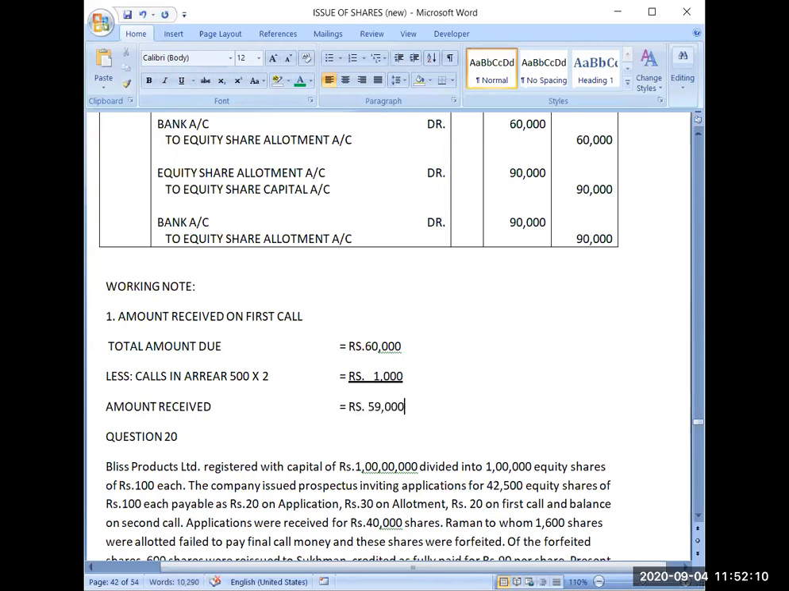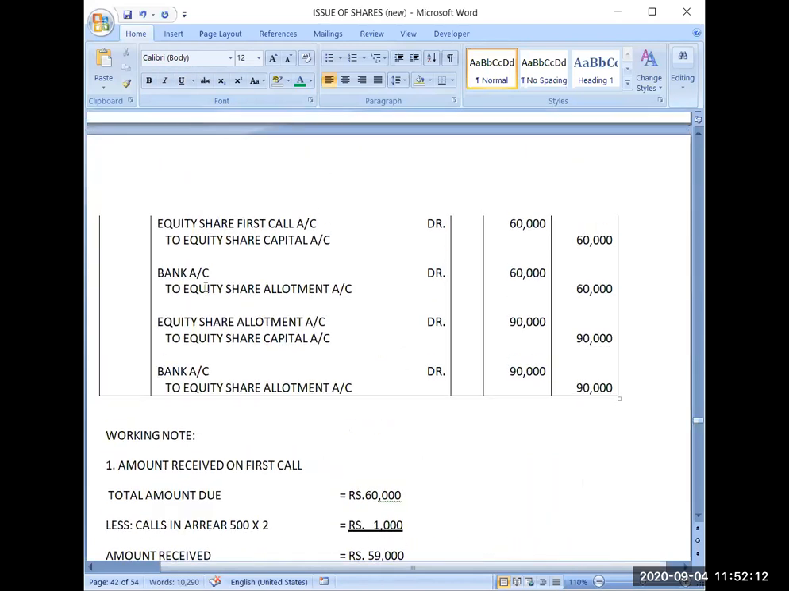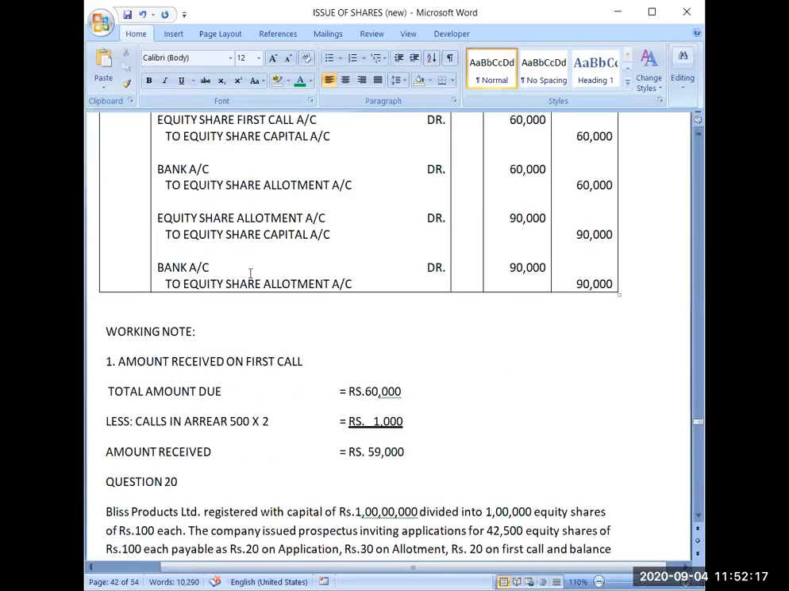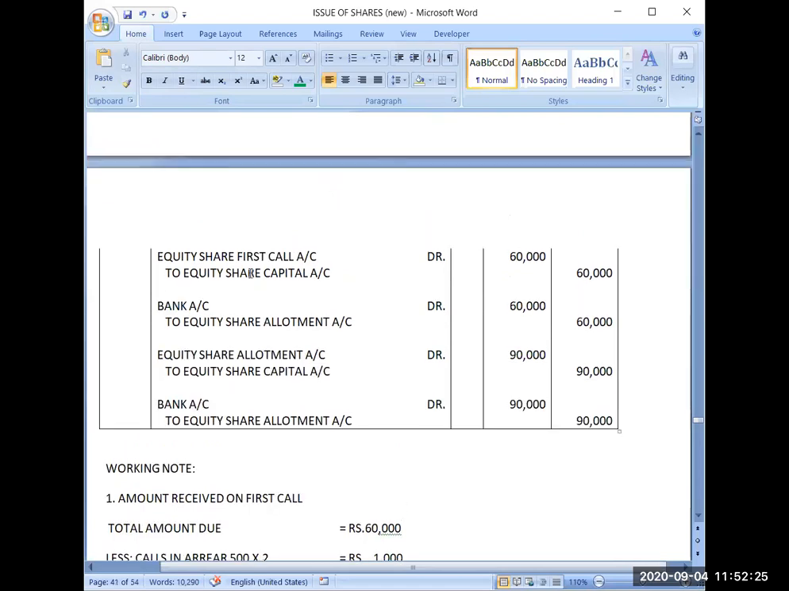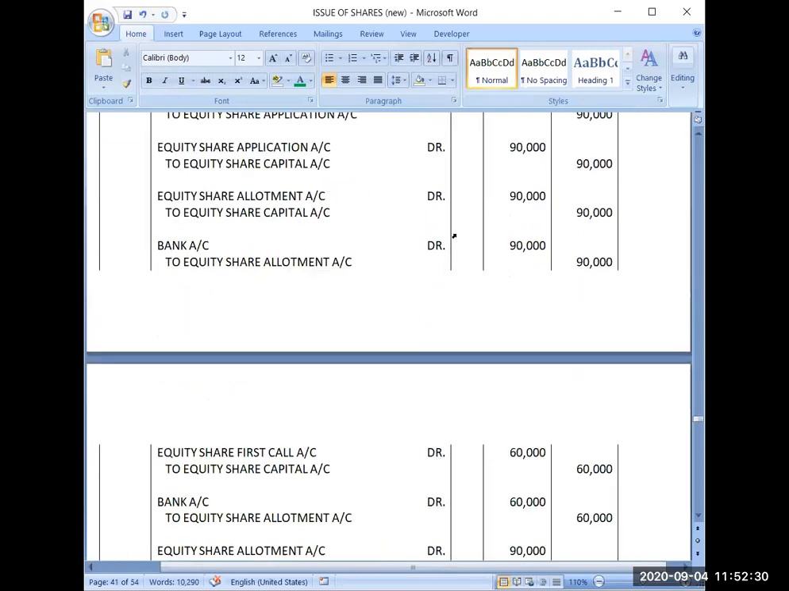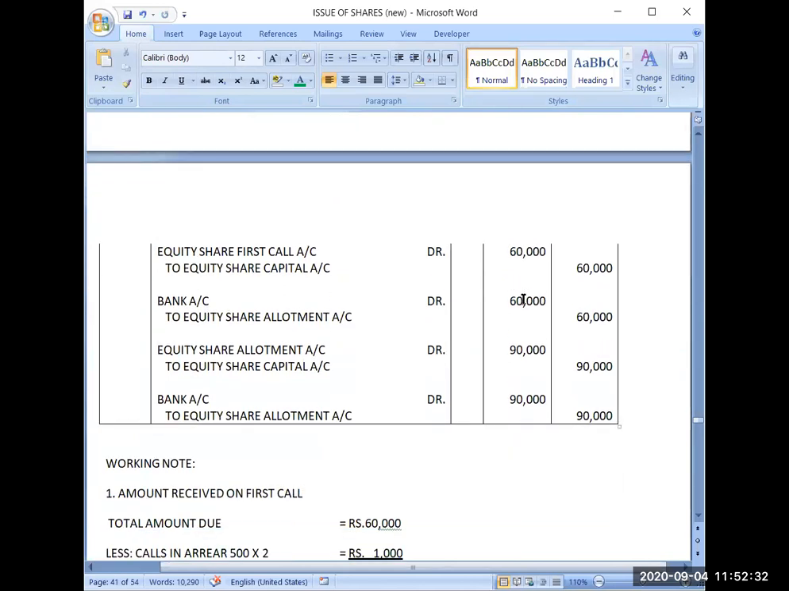So you might be thinking that this is a very simple calculation that we can do orally also. But when we move to our subscription, this same calculation will become very complex. That's why I have in the beginning started it with a working note only, so that later on you will be comfortable with this working note when it becomes complex. I hope it is clear. If you take help of working notes, most of the things will remain clear. Equity share first call account.